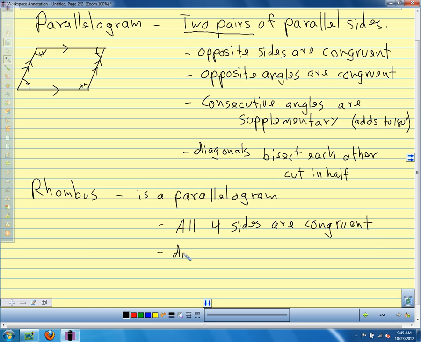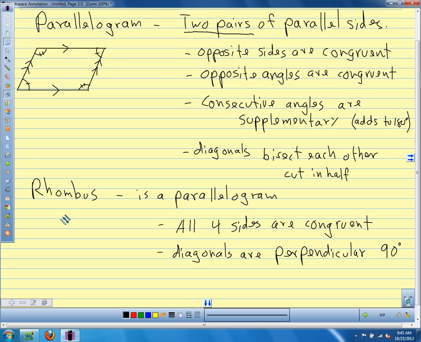And the diagonals are perpendicular. And what does perpendicular mean? What angle? They do cross, but they cross at a specific angle. Perpendicular means 90 degrees. So in a rhombus, all four sides are congruent, and the diagonals are perpendicular.